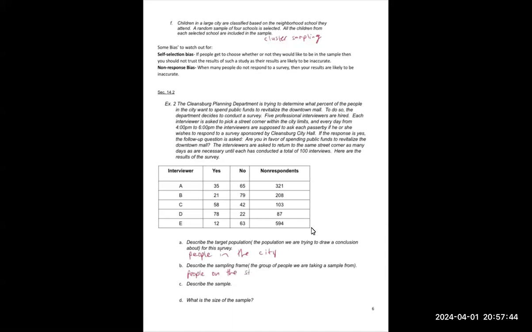I'm just thinking they're going to meet a lot of unemployed people, like they're going to be sampling more unemployed people than employed people, because they're the ones that are not out of work somewhere. So people on the street between 4 and 6. And it says describe the sample.